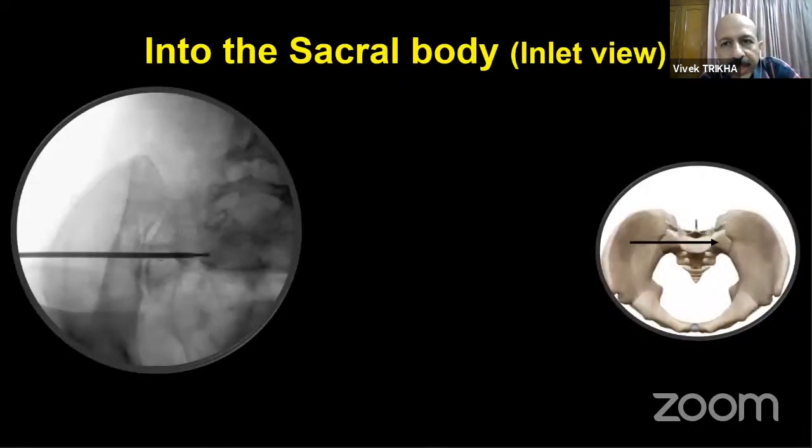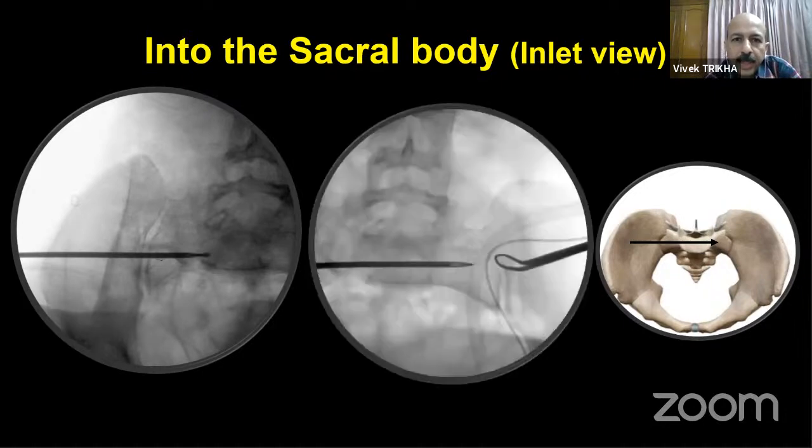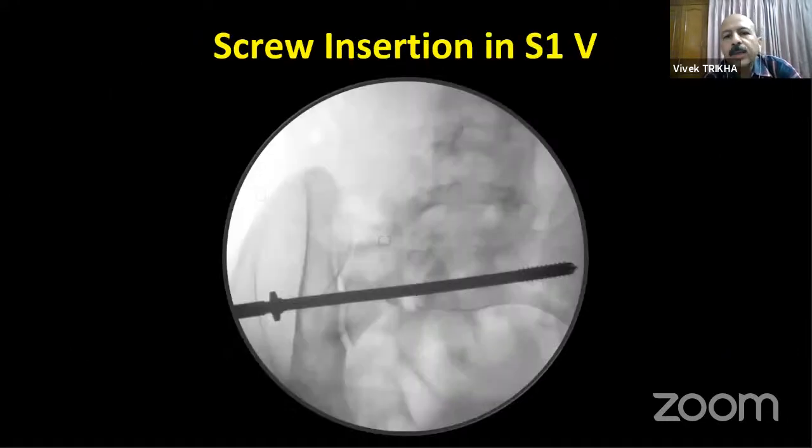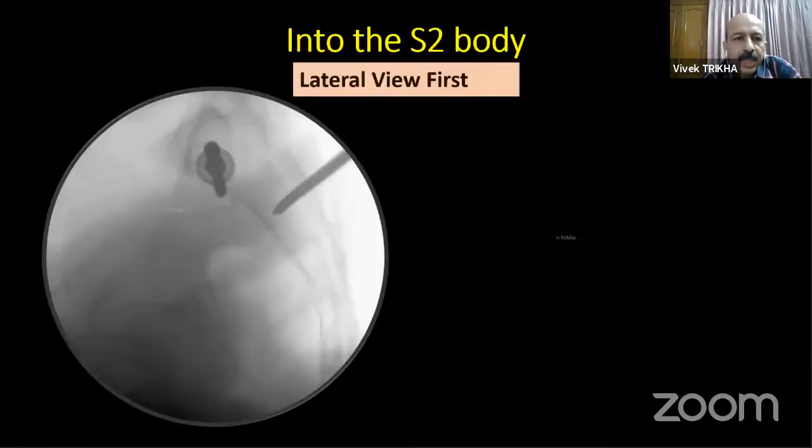Then you look at the inlet view, to see whether you are inside the sacrum and not going anterior to it or posterior into the sacral canal, thus preventing any damage to the vital organs. Then you advance this drill guide right up to the opposite side, and then you can put in your screw into this place. We'll discuss the partially threaded or the cannulated screws.